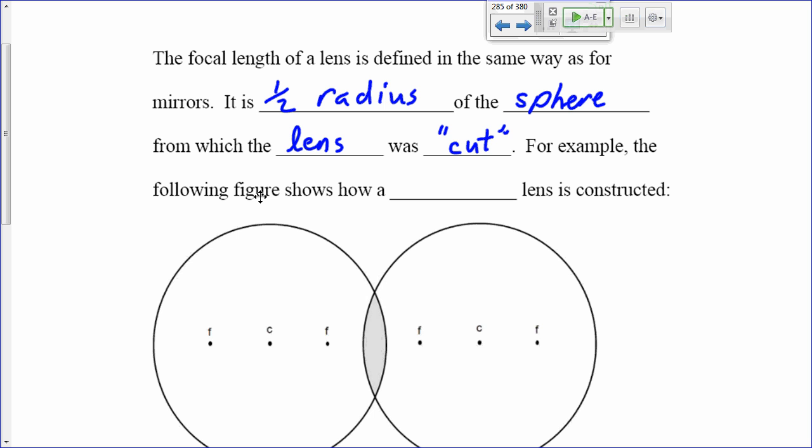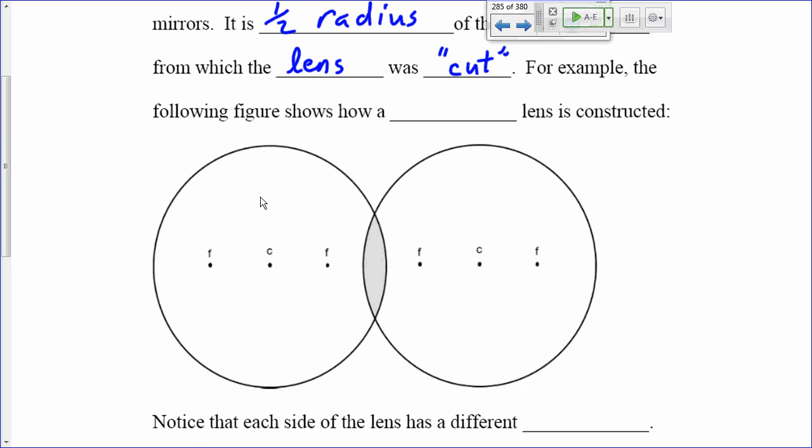So, for example, this shows how a convex lens shape is constructed. And again, lenses aren't made this way. They make them either by melting plastic and putting it into a form, or they can take glass and grind it down to make the particular shape. But this can help you think about what the shape is like. Imagine that you have these two big spheres of glass and you bring them together, and where they overlap is where we have our convex lens. So this shape right here is our convex lens.